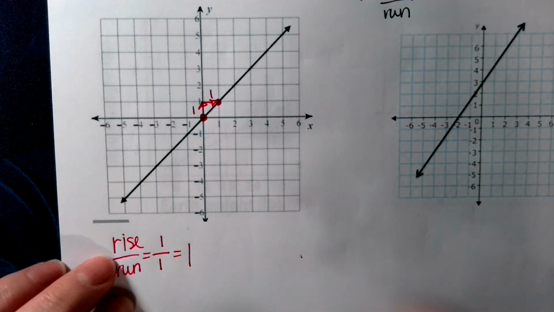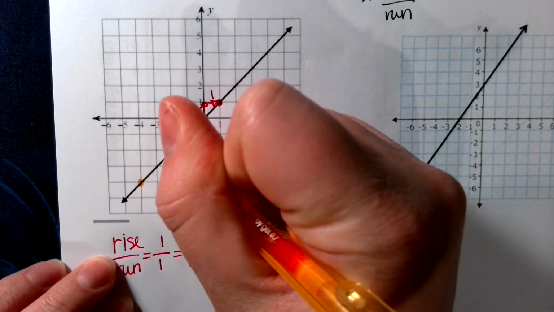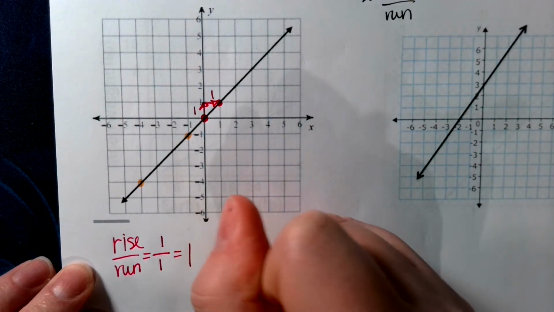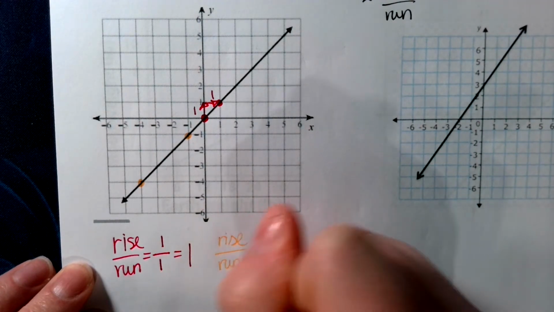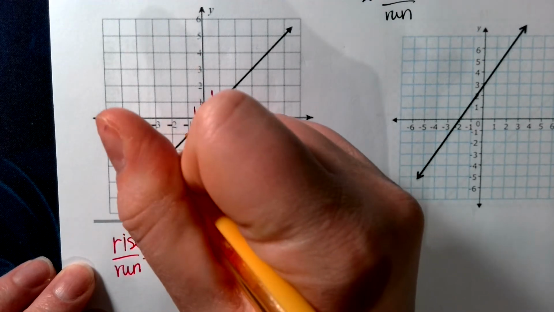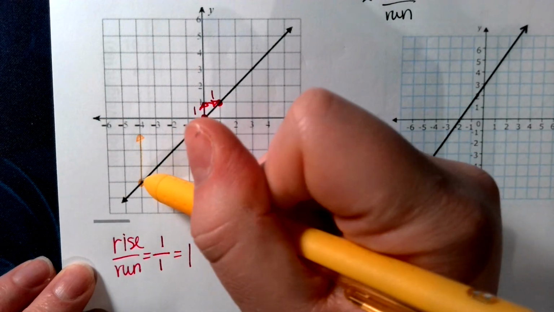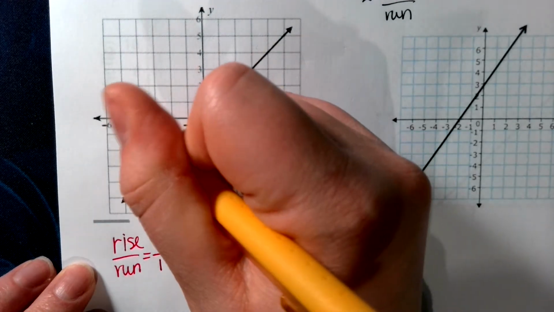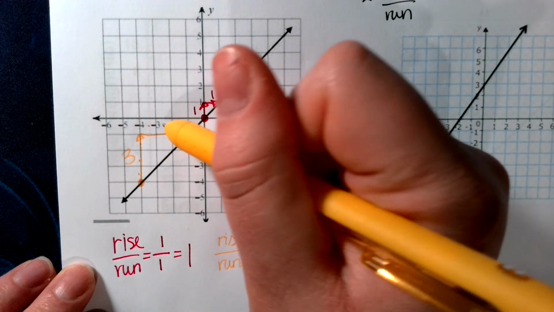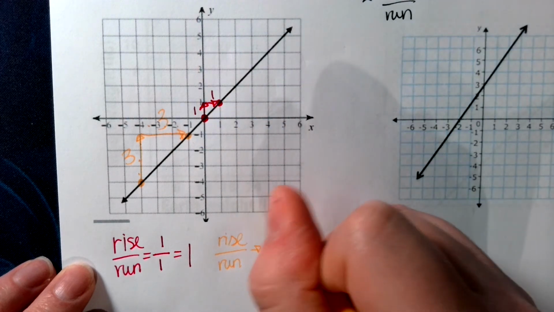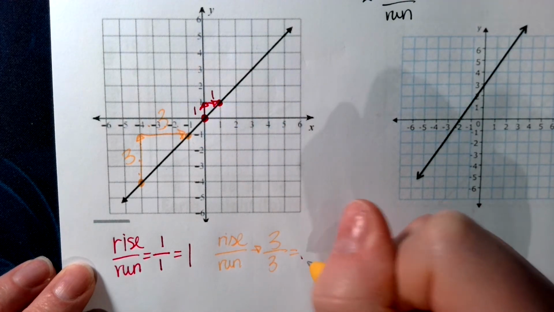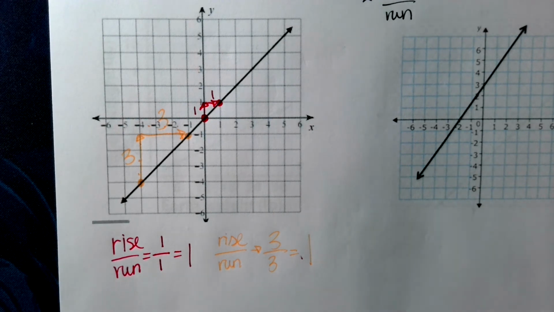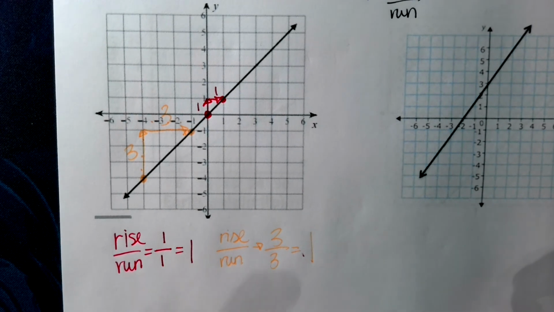I could choose this pretty point down here and this pretty point up here, and I'll still get the same thing. I would still do rise over run. From this point to go up to this point, I went up 1, 2, 3 blocks, and I went over 1, 2, 3 blocks. 3 over 3, it's still going to simplify to 1. So it doesn't matter what sets of pretty points you pick, it will always simplify to 1 for that graph.